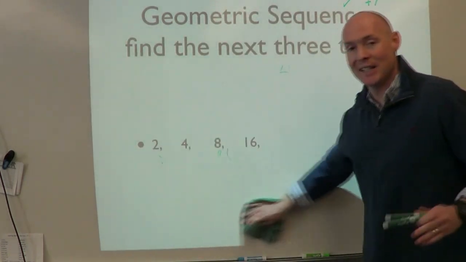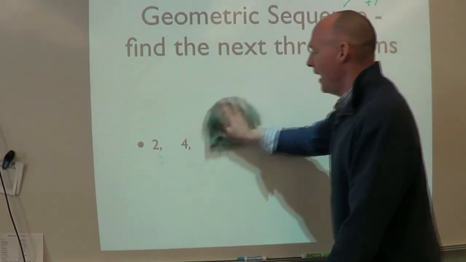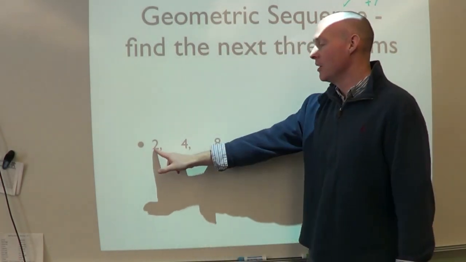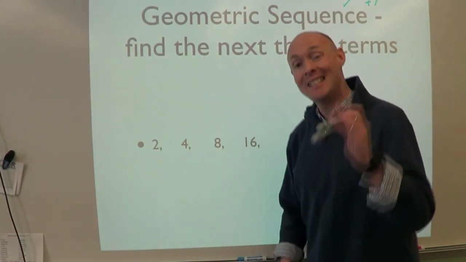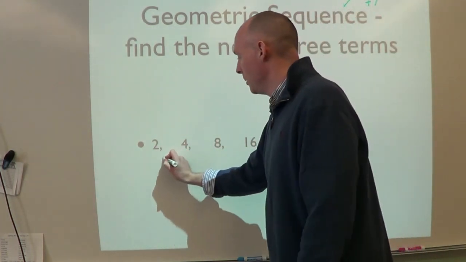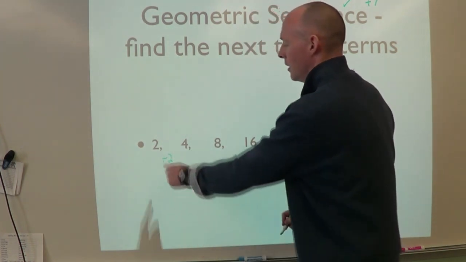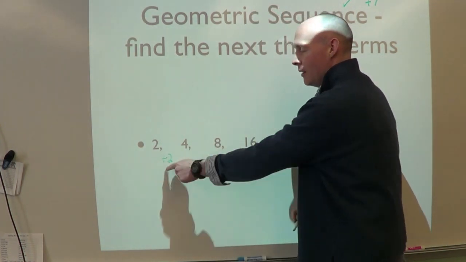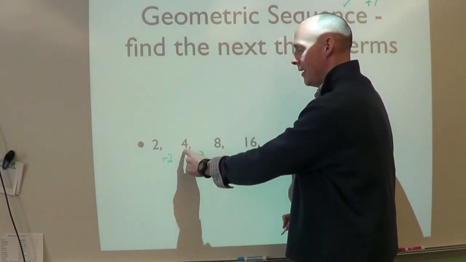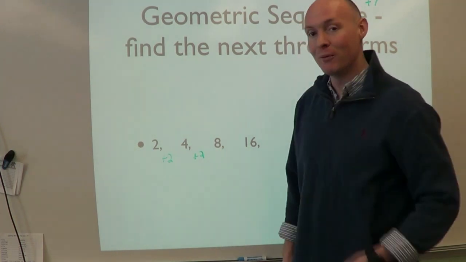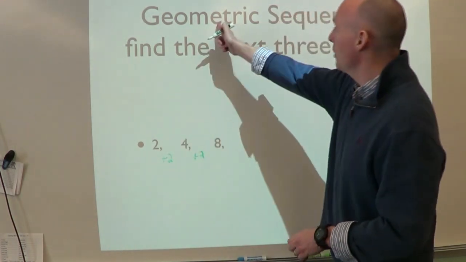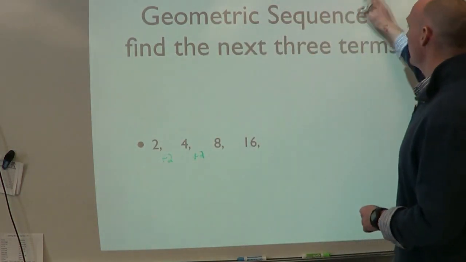Whenever I see a sequence, I always first check, hey, is this an arithmetic sequence? So I look, 2 to 4. To check to see if it's arithmetic, figure out what the rule is. Add 2, 2 plus 2. Okay. How do I get from 4 to 8? Well, if it's arithmetic, we would just add 2, right? But is 4 plus 2 8? Nope, 4 plus 2 is 6. So we know right away, arithmetic sequence? No, it is not.